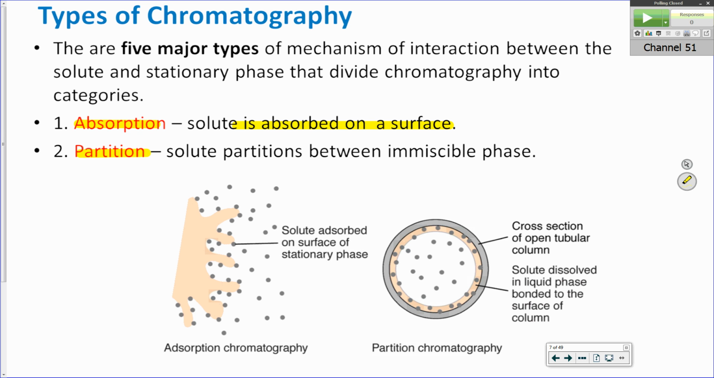Partitioning chromatography is where you have 2 immiscible phases, so there's actually a liquid embedded on top of a surface support, so it's still a liquid extraction. So if you want to think of it in partitioning, you have some type of a support material that's got a thick liquid on the surface of it, usually a very, very thin layer. All right, so those are the first 2.